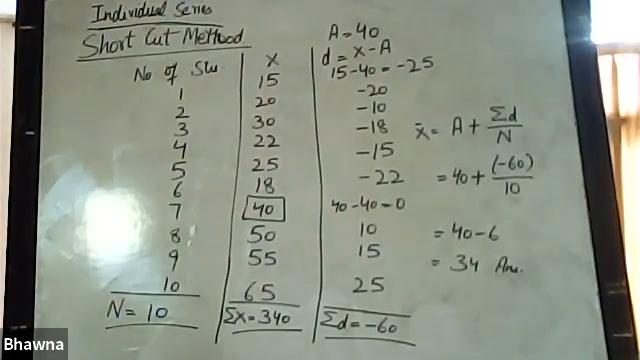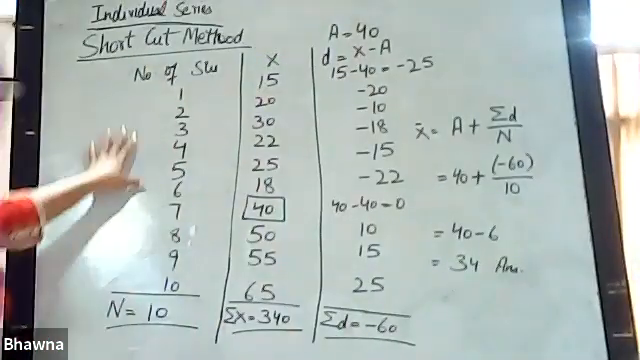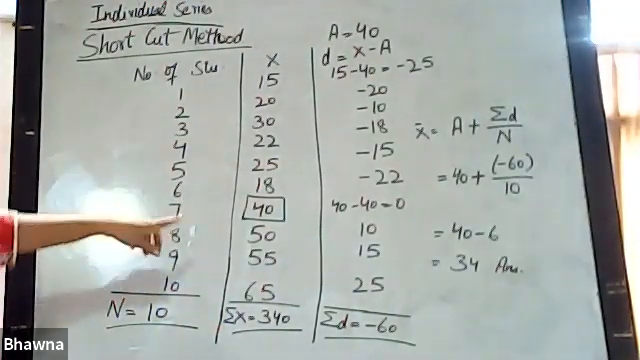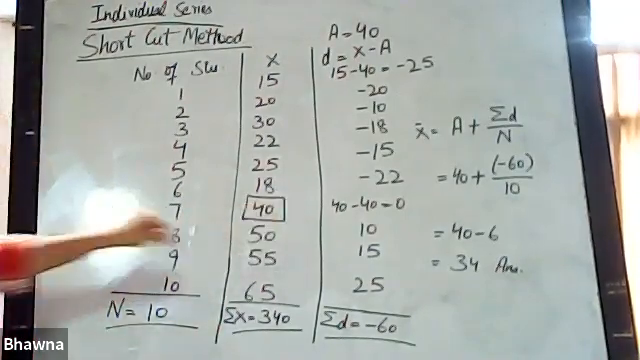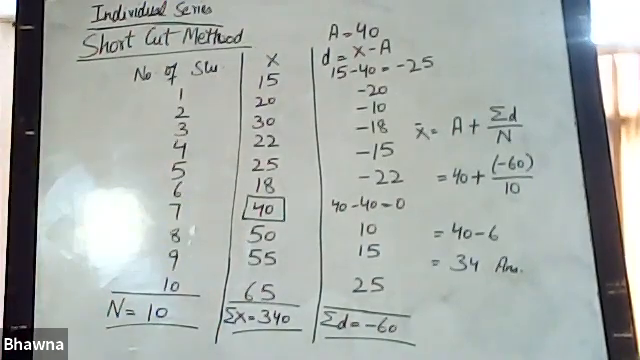Okay, students. So this is another method of individual series, the shortcut method. Now we have to solve the sum with the shortcut method. Firstly, we have given the number of students and their pocket allowance. Now we have to calculate, firstly, the assumed mean. From all the observations, I assumed 40 as the assumed mean.